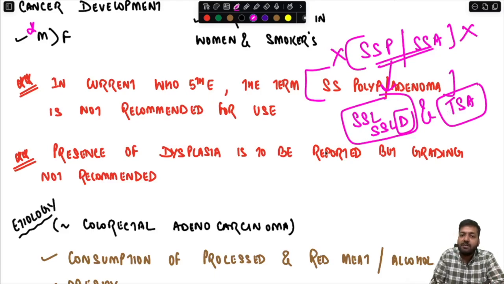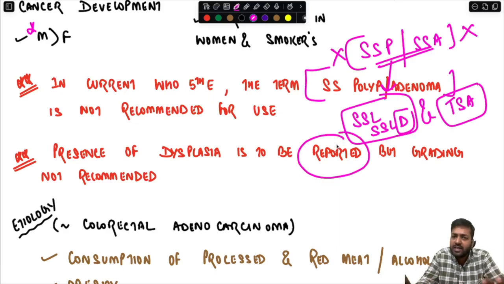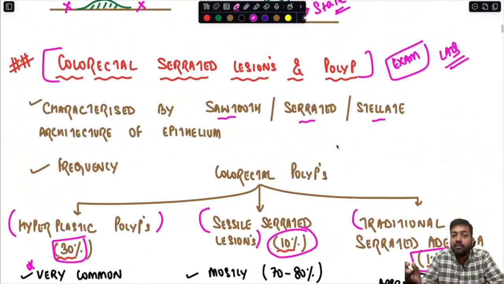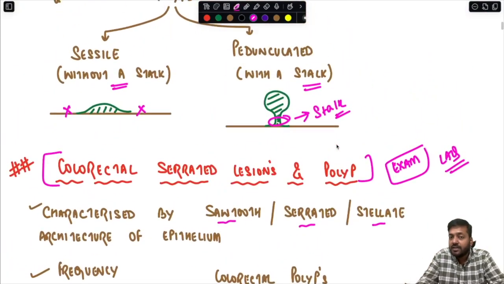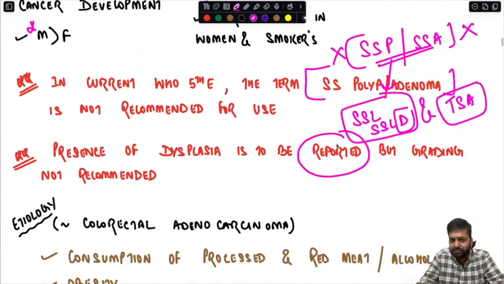Now, presence of dysplasia is to be reported, but grading is not recommended. You should just mention the presence of dysplasia, but you should not grade the dysplasia. This is especially in the case of colorectal serrated lesions and polyps. I am not talking about the other conventional adenomas. I am only speaking for colorectal serrated lesions and polyps.